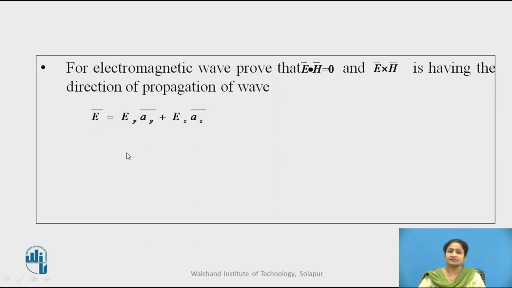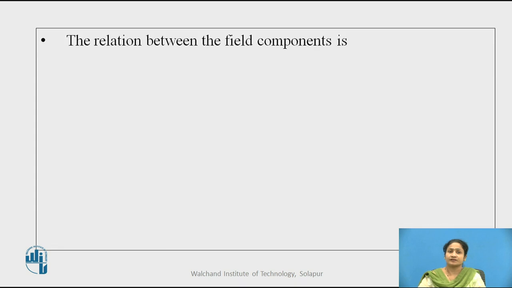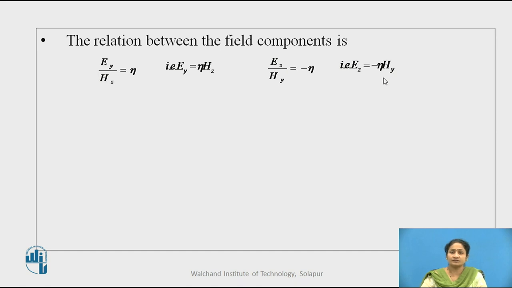As in the previous slides, we consider the electric field and magnetic field. The relation between these two components is Ey by Hz is equal to eta. Here we are considering the electric field in the y direction and the magnetic field in the z direction. Eta will be Ey by Hz. Thus, rewriting these terms, Ey will be equal to eta Hz. Similarly, now we'll assume the electric field in the z direction and the magnetic field in the y direction. It will be minus eta, because of the phase change. Same way, we rewrite that equation.